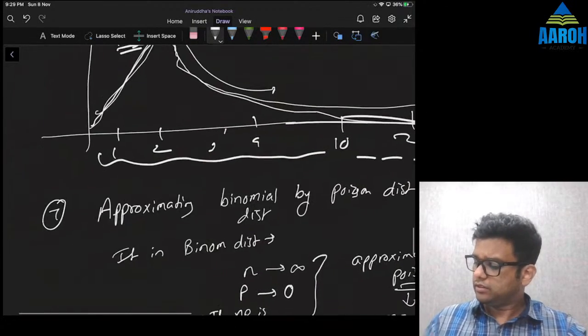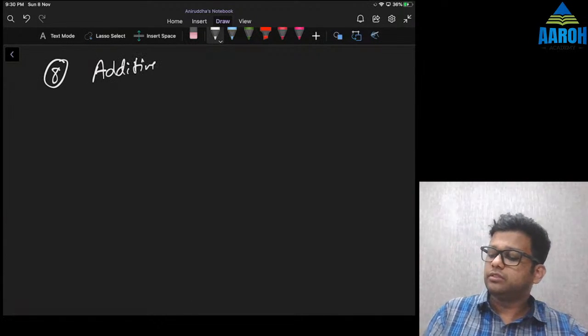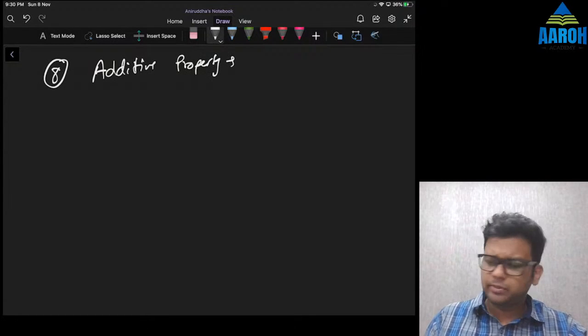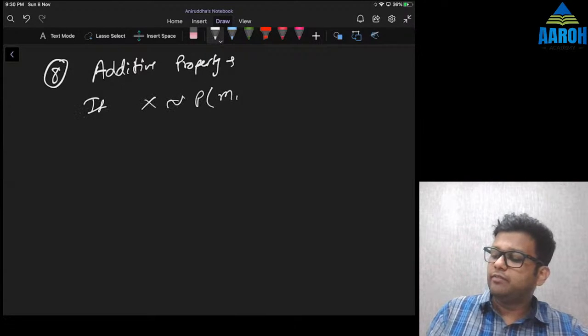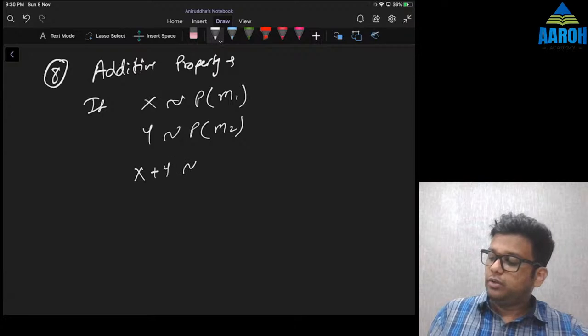Last property, the 8th one. Similar to binomial, the additive property of Poisson distribution. If x follows Poisson distribution with parameter m1, and y follows Poisson distribution with parameter m2, then x plus y follows Poisson distribution with parameter m1 plus m2.